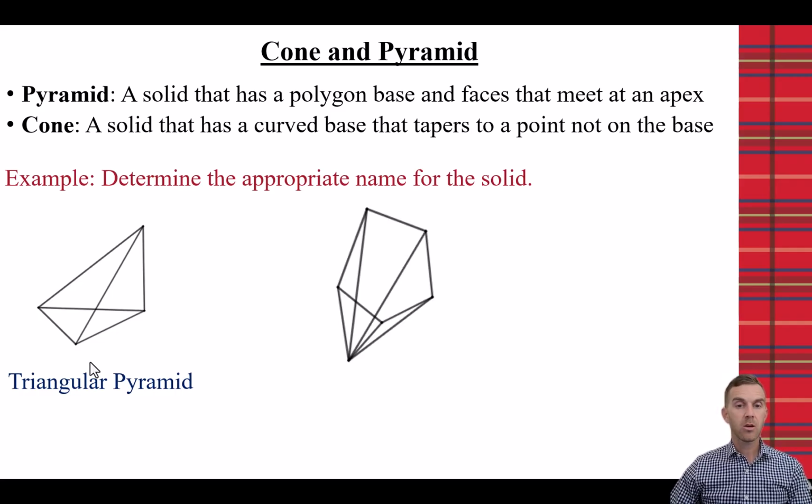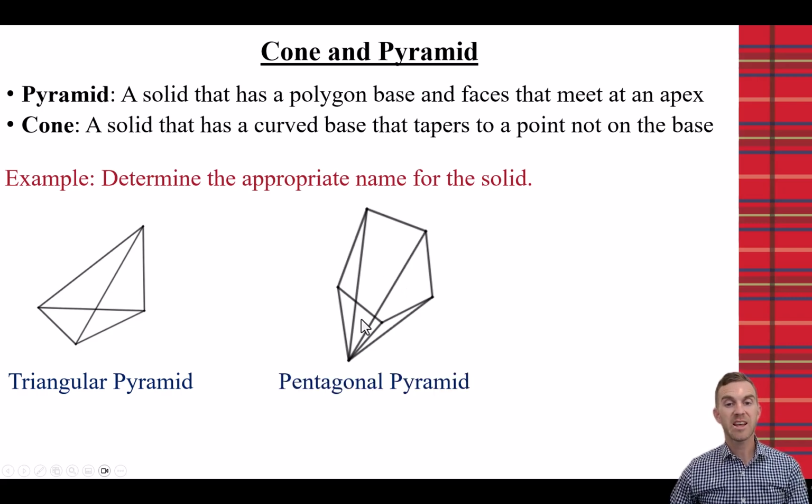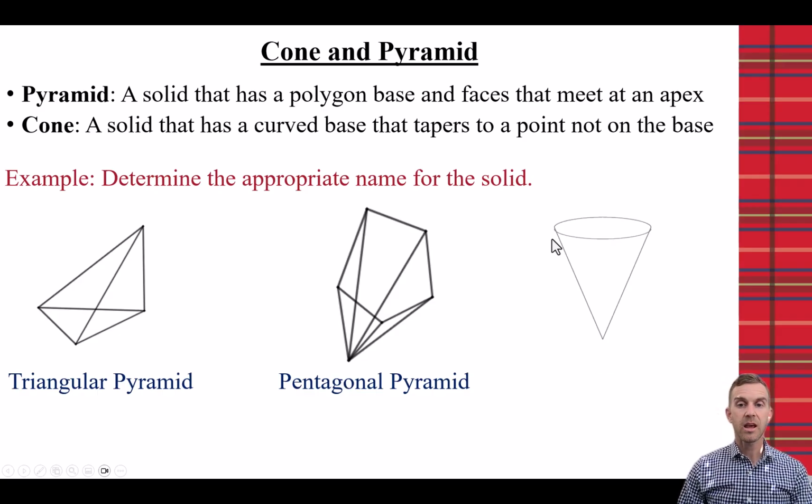Here, if we look, what is the primary shape that's then tapering? We see that it is this pentagon. So we would call this again a pentagonal pyramid. And lastly, we see we've got here a base that is circular in nature, and we would call this then a cone.